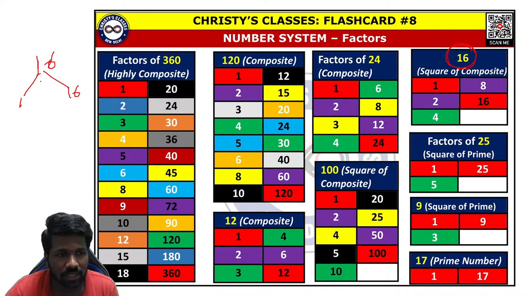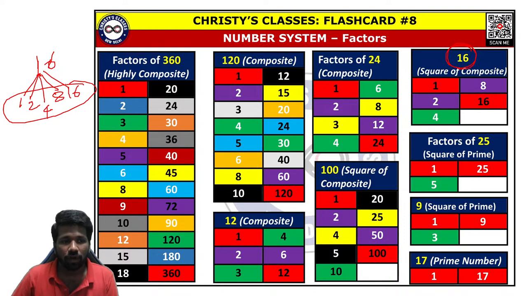So 1 into 16 is 16, so 1 and 16 are factors. 2 and 8 are factors, because 2 into 8 is 16. 4 into 4 is 16, so 4 is also a factor. So the factors of 16 are 1, 2, 4, 8, 16.